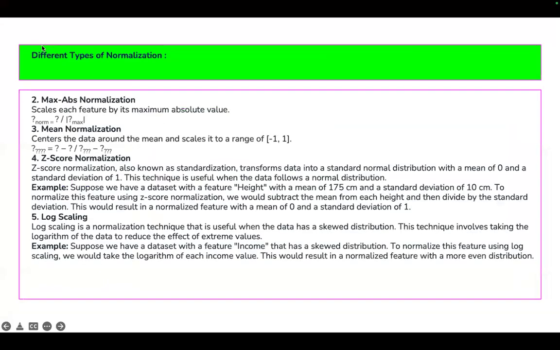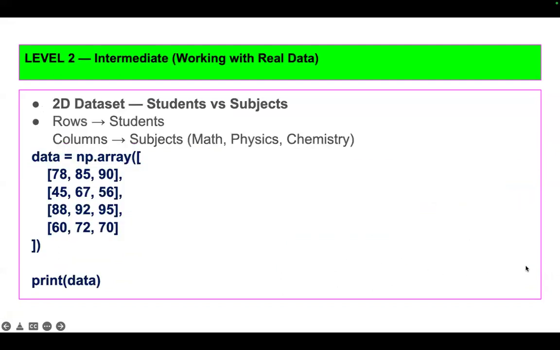Okay, let's come back to this. Log scaling is a normalization technique which is useful when data has a skewed distribution. This technique involves taking the logarithm of the data to reduce the effect of extreme values. Suppose we have a data set with a feature income that has a skewed distribution. To normalize this feature using log scaling, we would take the logarithm of each income value. And this would result in a normalized feature with a more even distribution.